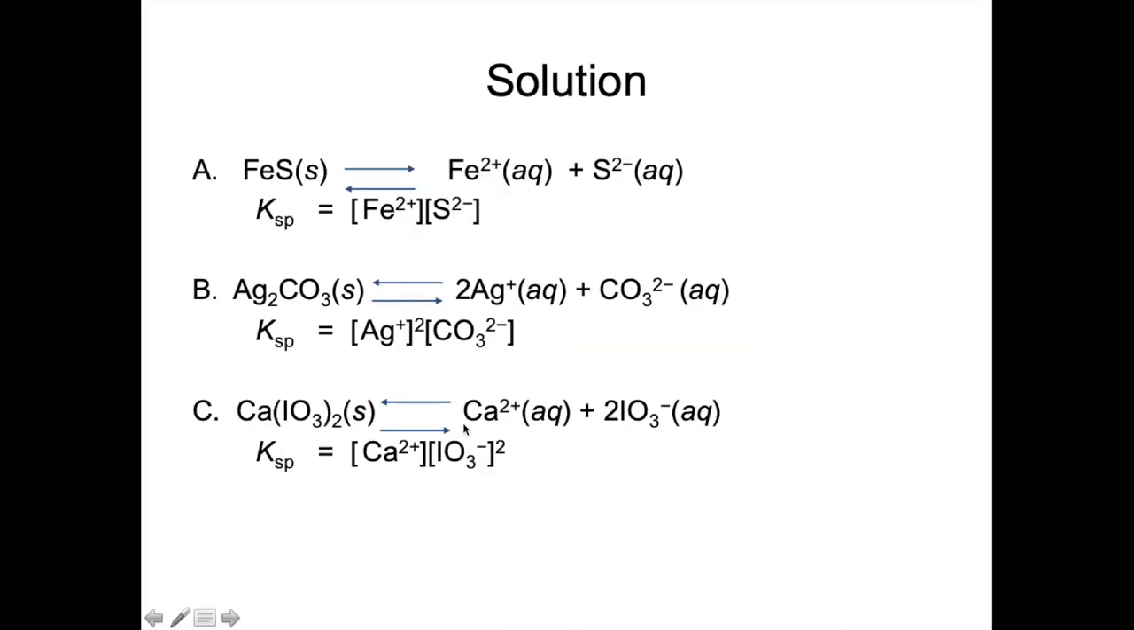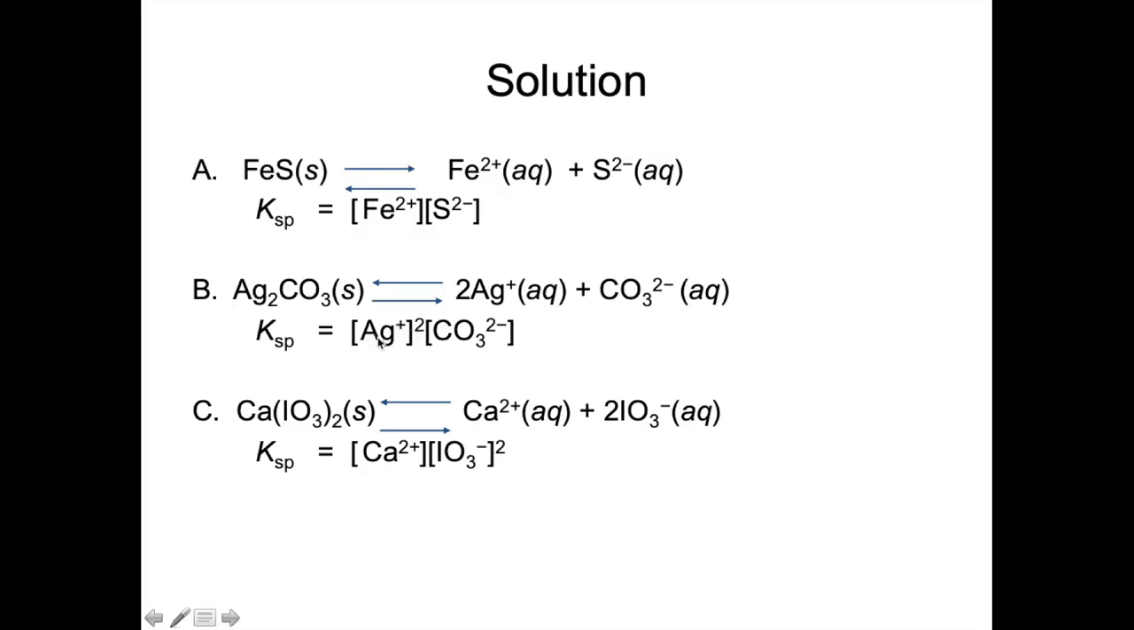So here are the answers if you'd like to check them out. Now, please note that since we have 2 silver ions, you have to raise that concentration of silver ions to 2. Likewise, because we have 2 iodate ions, that's going to get squared here as well. Okay? And of course, please note that those exponents only apply to their individual ion.